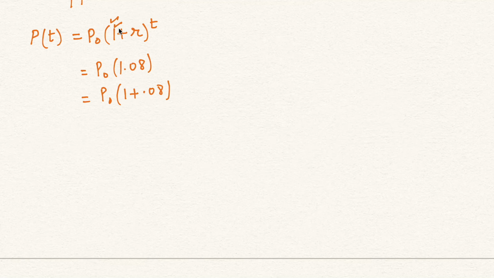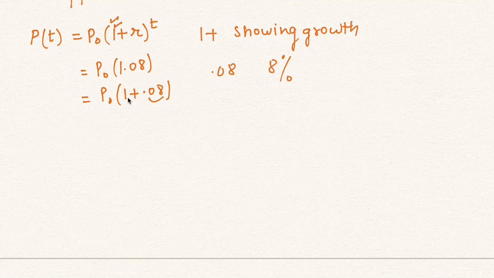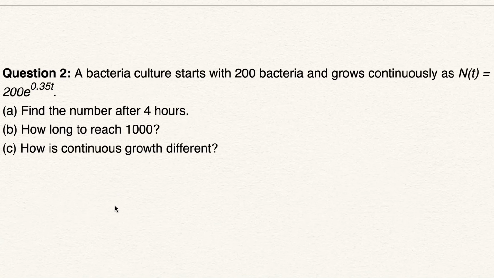So this one is for growth, right? If you are adding something to it, this 1 plus is showing growth. That means it's not decay. And this 0.08 is actually 8%, right? So if I just frame this into a sentence, it is like the population is growing at the rate of 8%. Perfect. Let's come to question number 2.